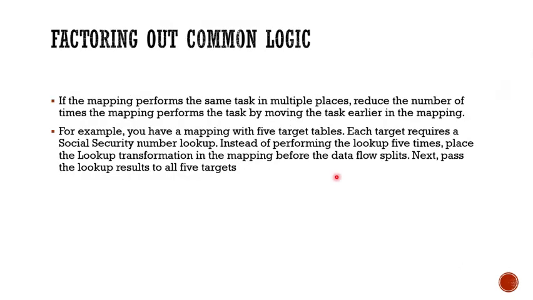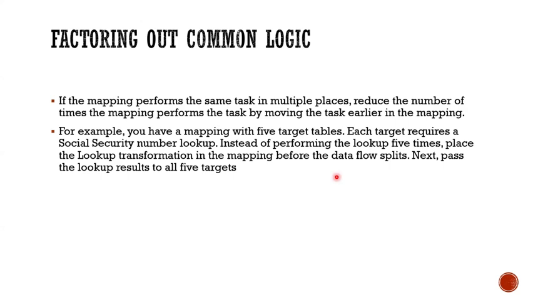What kind of logic? The logic is like, if the mapping performs the same task in multiple places, reduce the number of times the mapping performs the task by moving the task earlier in the mapping. For example, if you have a mapping with 5 target tables, and each target requires a social security number, PAN, Aadhaar or whatever, a unique kind of information.